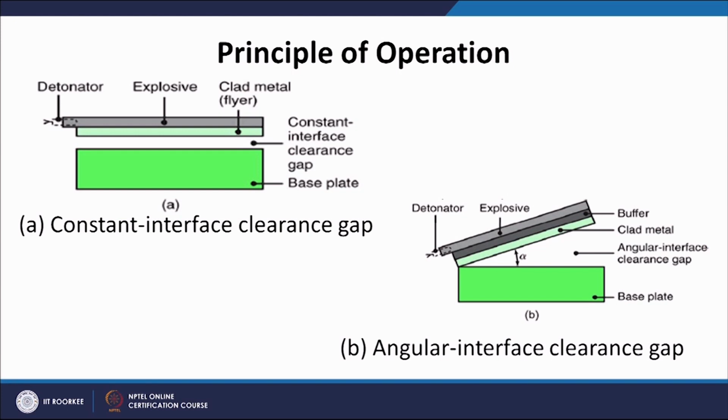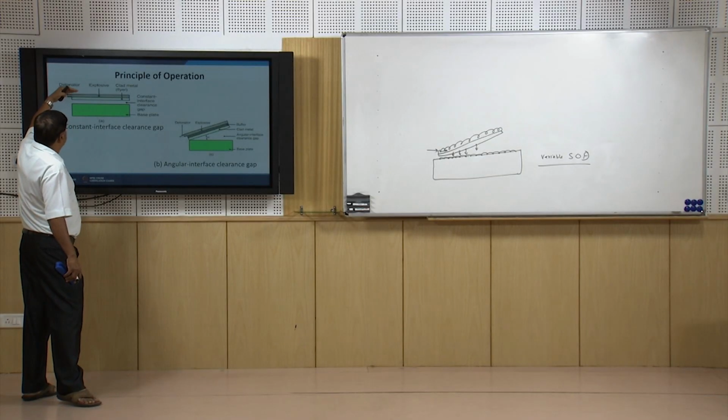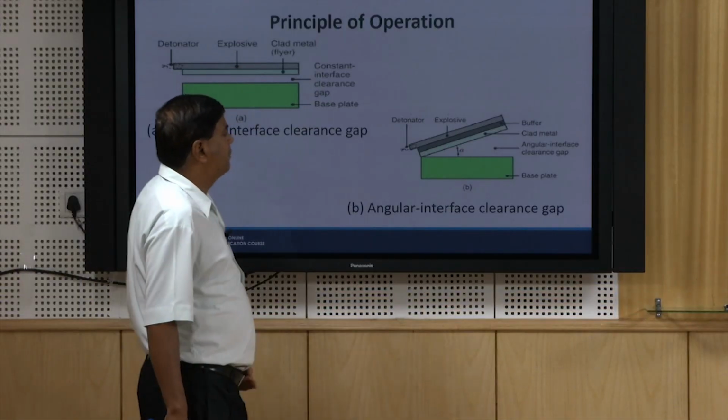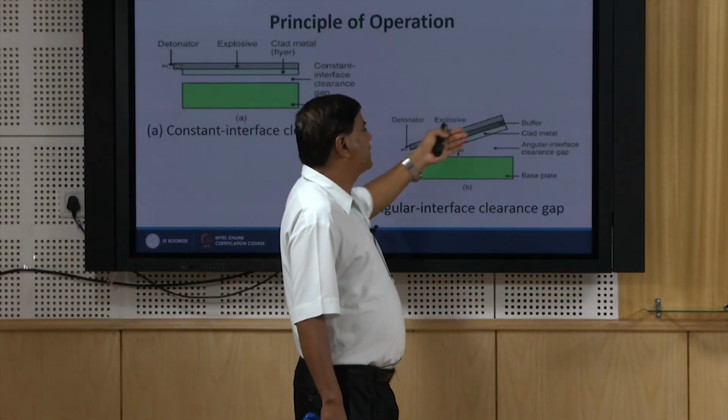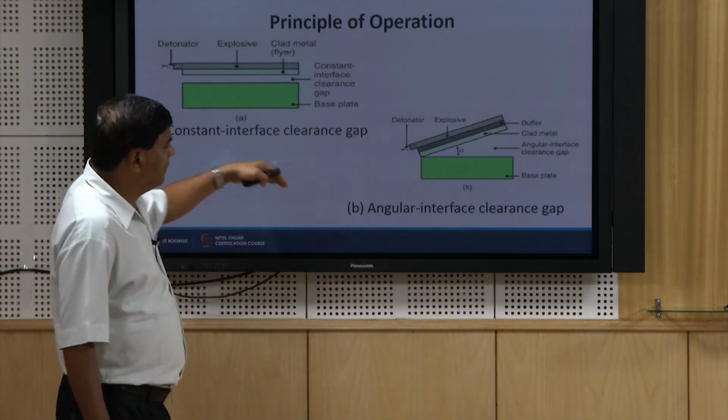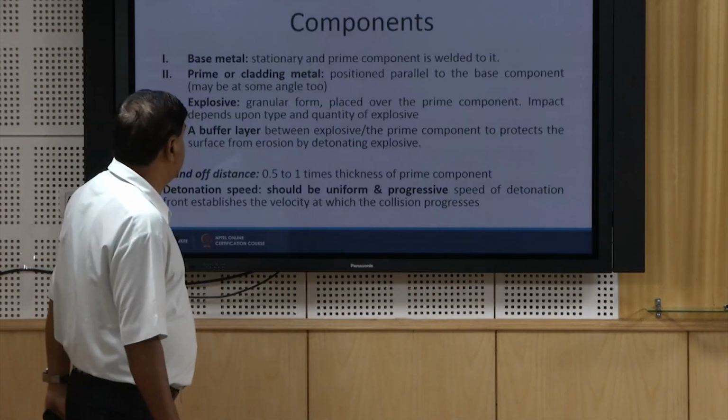In another case, the buffer layer is placed in between to avoid any kind of erosion to the prime component or the clad material, which is placed at a certain angle. It is called angular interface clearance gap, and then the base plate. So, in this case it is fired and the plate is pushed sequentially from one end to another for development of the weld joint, and here the plate is already kept at a certain angle, so that when it is fired gradually it will be moving from one end to another.